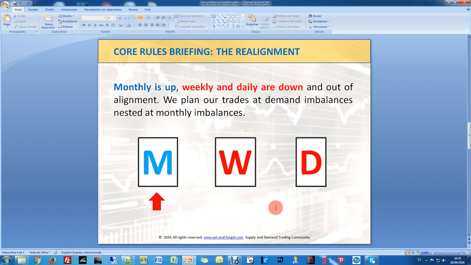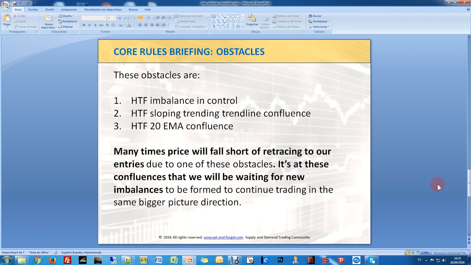So if the monthly is still up and price does fall short of hitting the monthly area of demand because there is a trend line, then we wait for a new daily level of demand. As simple as that. Those are the rules. So let's do something like that.